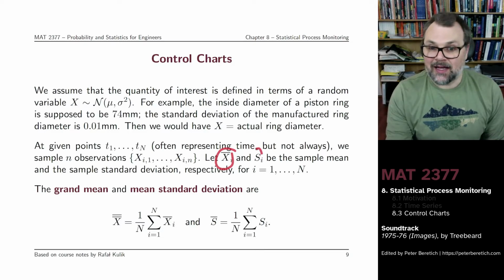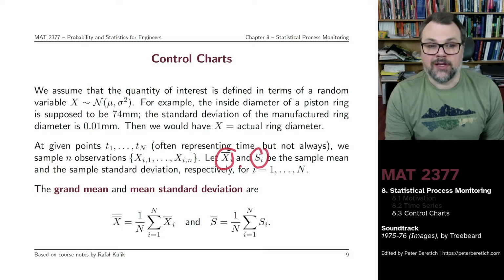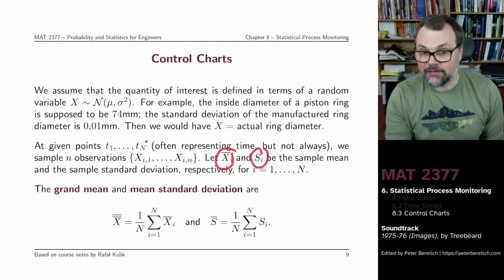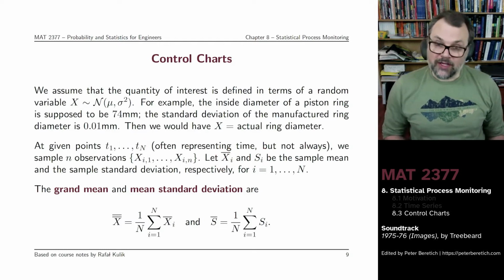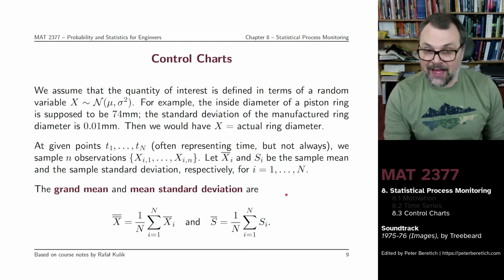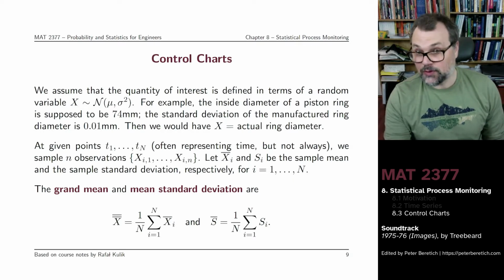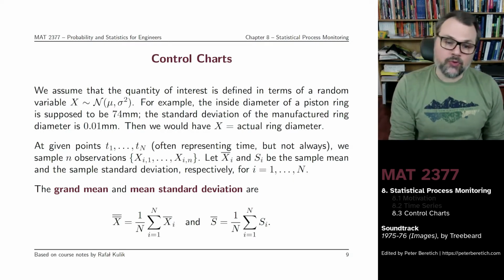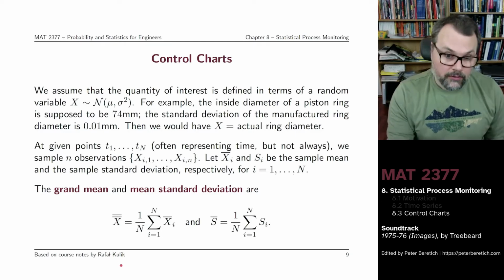And Si will be the sample standard deviation of that sample at a specific time index i. So i here is one of the tj's. So you will have a grand total of N such sample means and N sample standard deviations. That's a random variable as well, right? Now you can compute their means if you want to.